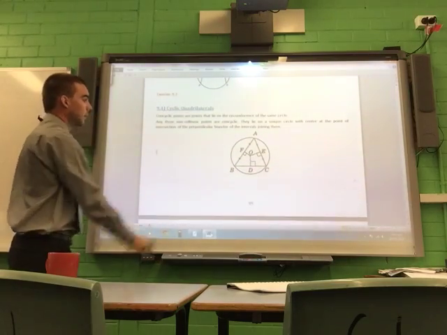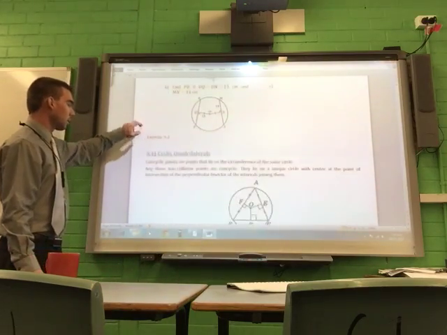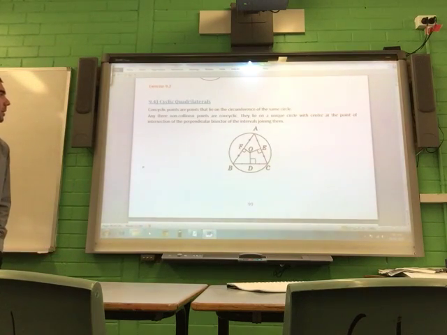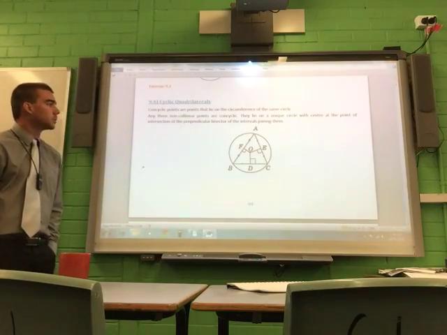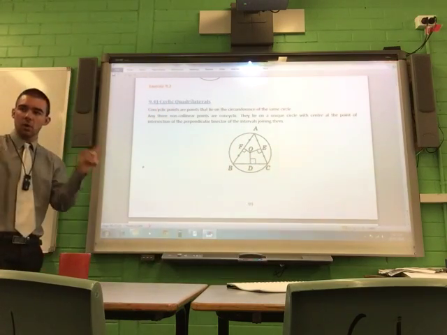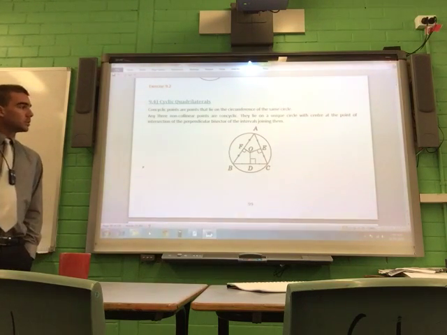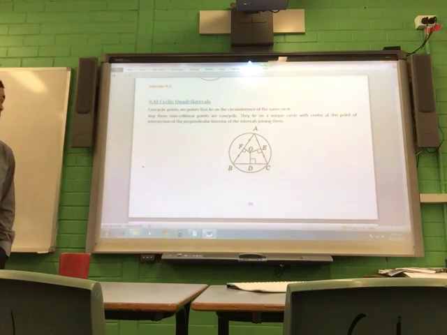Alright, so with your notes, cyclic. The first thing we need to talk about is concyclic points. These are points that lie on the circumference of the same circle. So points A, B and C we call concyclic. They lie on the circumference of the circle. So any three non-collinear points, non-collinear means they're not all in a straight line, are concyclic.